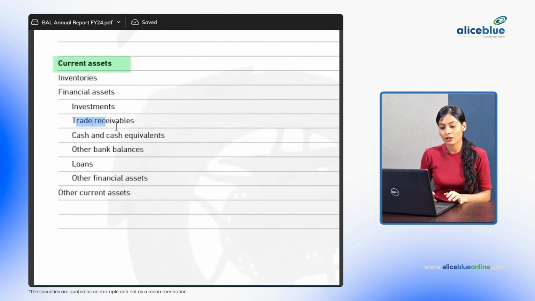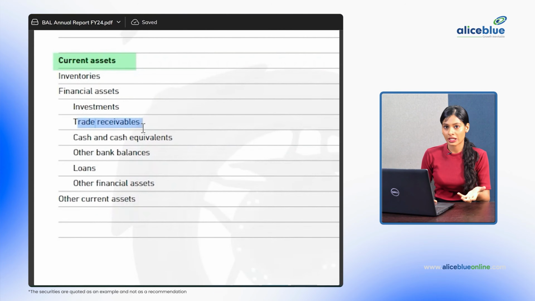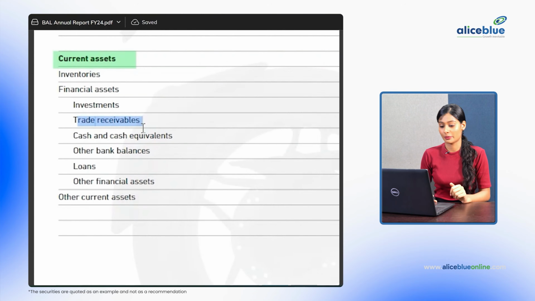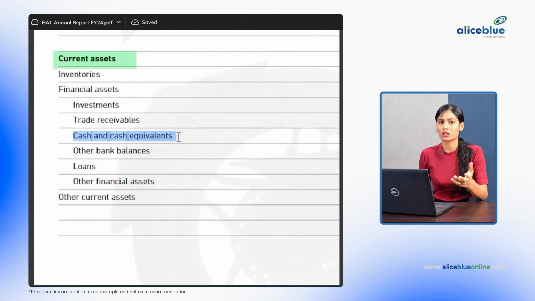Then there are trade receivables. Now, this is like when a customer buys a vehicle on credit, EMI, and Bajaj is waiting for the payment. That's your trade receivables. Then there are cash and cash equivalents. Now, this is the money that is available immediately. Like it can be the cash in the bank or very short-term investments that can be easily turned into cash.